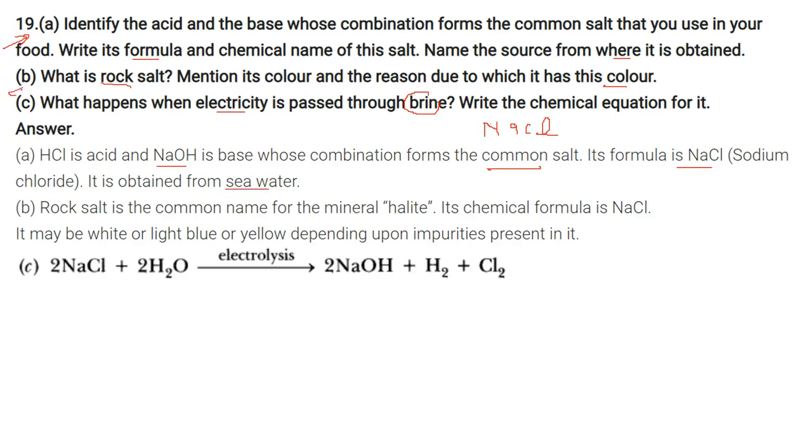For the second one, rock salt is the common name for the mineral halite. So its chemical formula is NaCl. It may be white or light blue or yellow. It depends on the impurities being present in it.